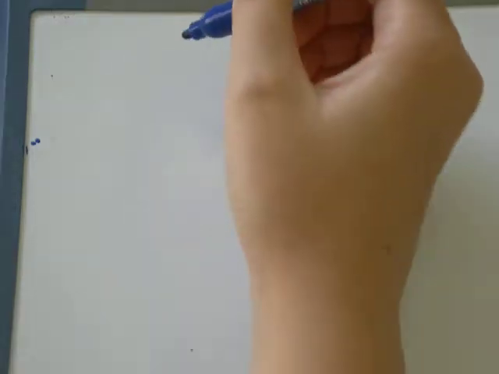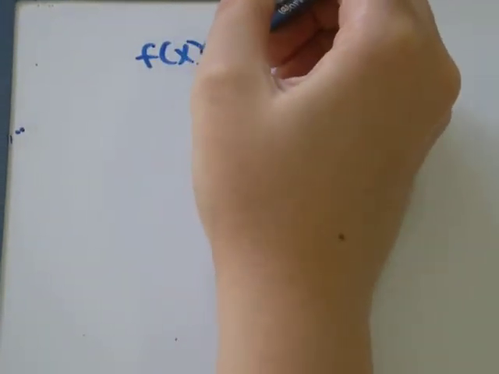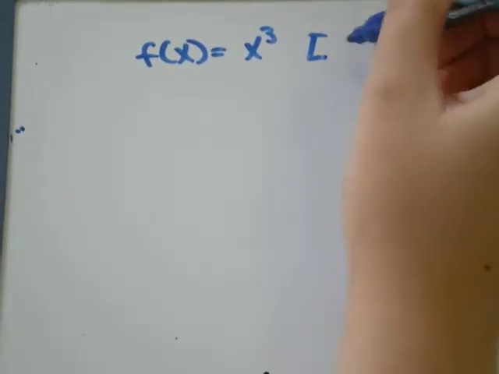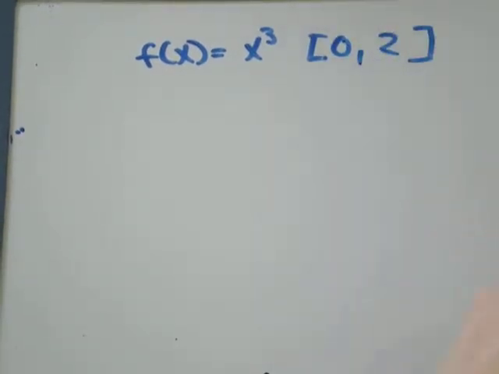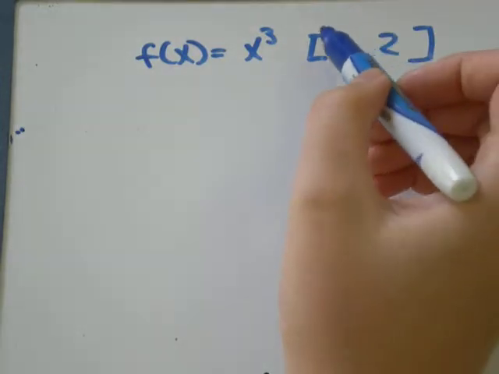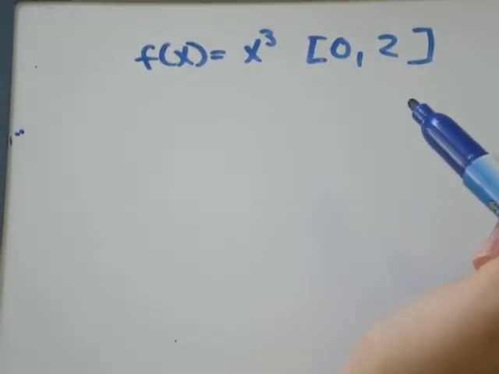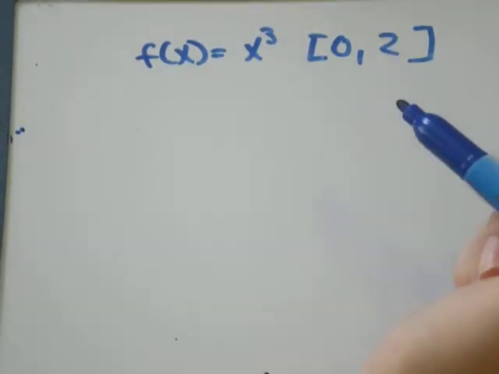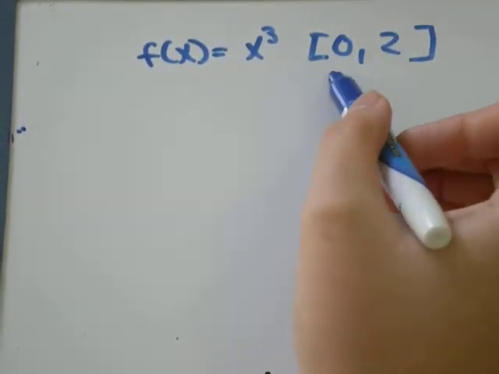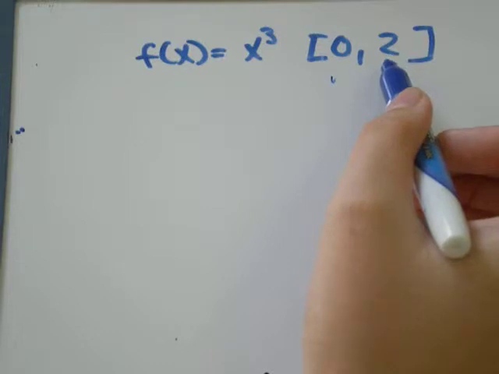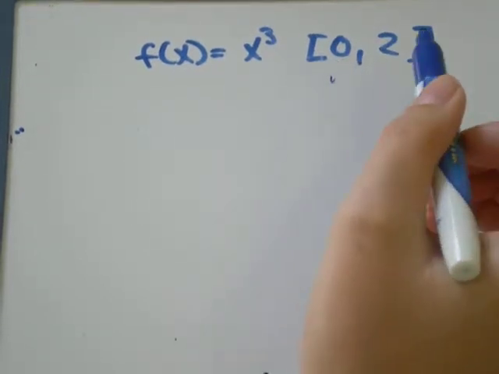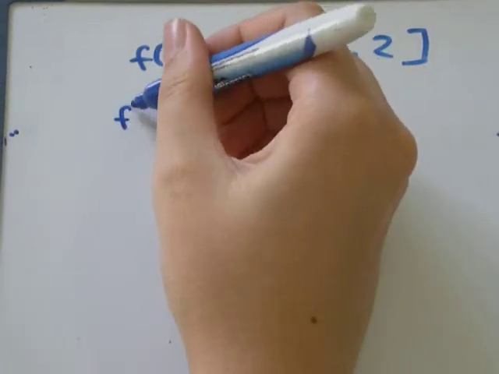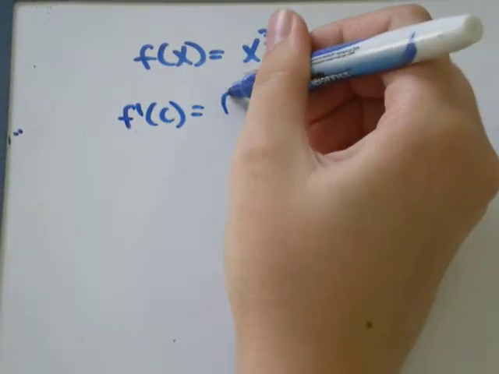So we are going to do the example f of x equals x cubed over the interval of 0 to 2. Intervals are always written with the squared off brackets, and that just means that the 0 and the 2 are included. So we're looking at x values between 0 and 2. The x value can be equal to 2, and it can be equal to 0. So let's just write down the formula we found.